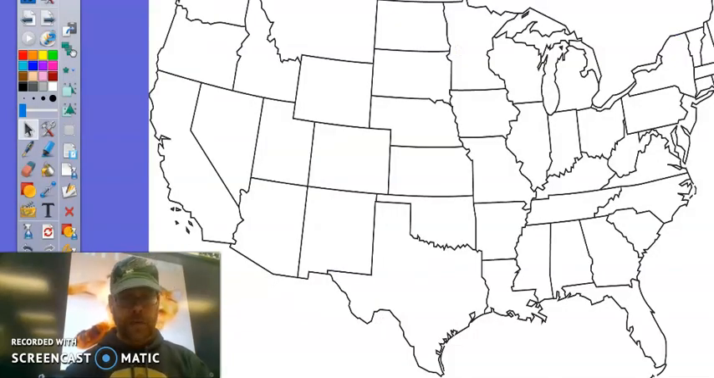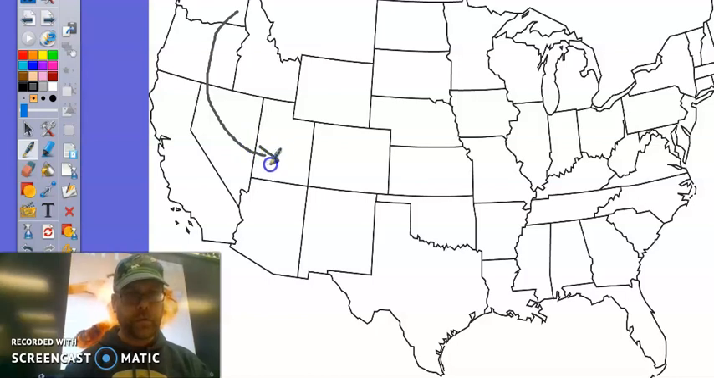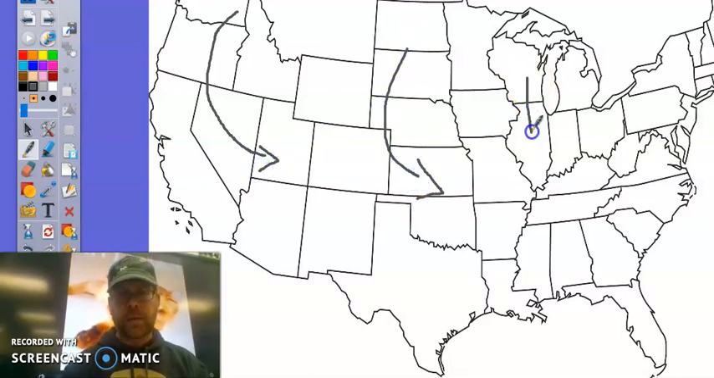Here's a map. Well, you can see most of the map of the United States. And you've got to understand that we have the prevailing westerlies. Now remember, they don't blow to the west. They come from the west and they blow towards the east.